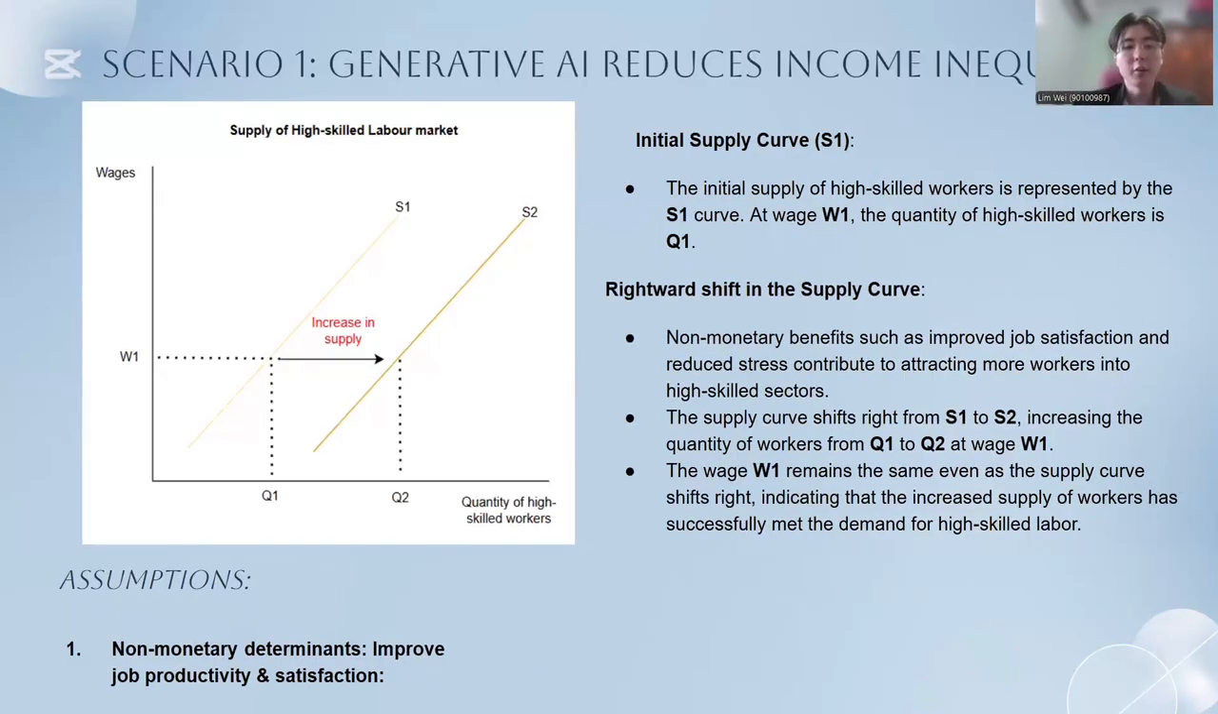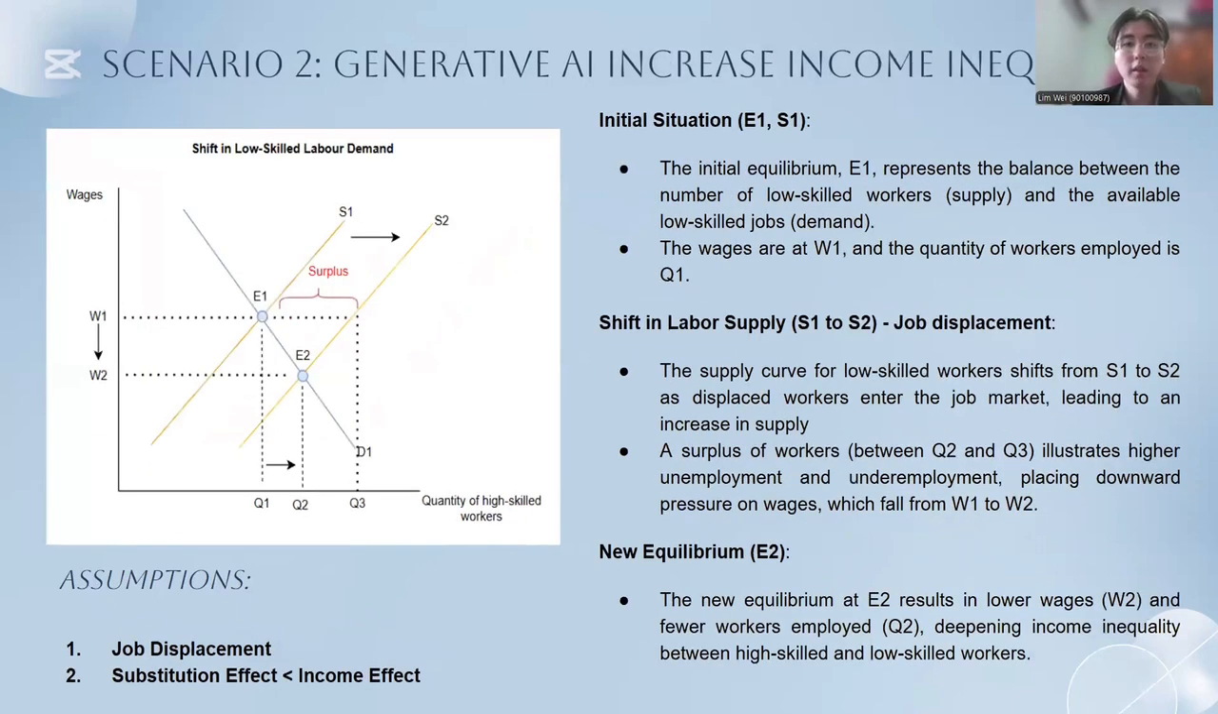Overall, this scenario demonstrates how the substitution effect is greater than the income effect. Higher wages and better working conditions encourage people to enter high-skilled jobs, helping to narrow the wage gap and reduce inequality. Now, moving on to scenario 2, where AI increases income inequality.